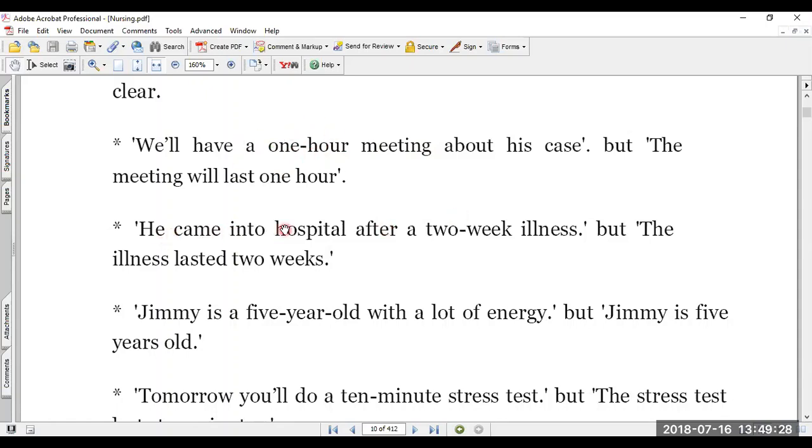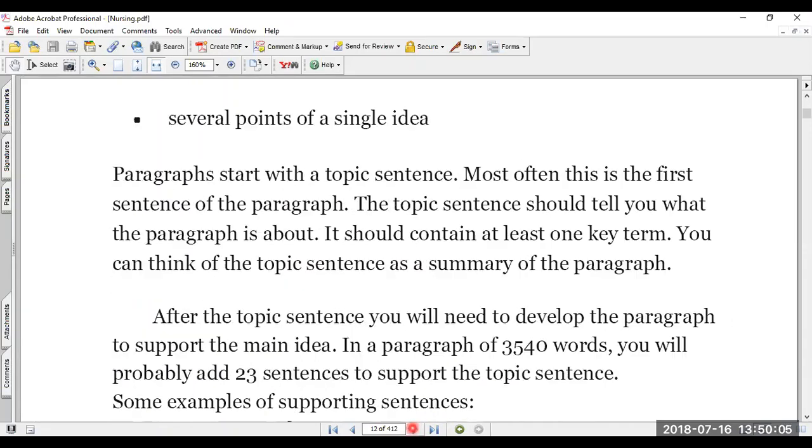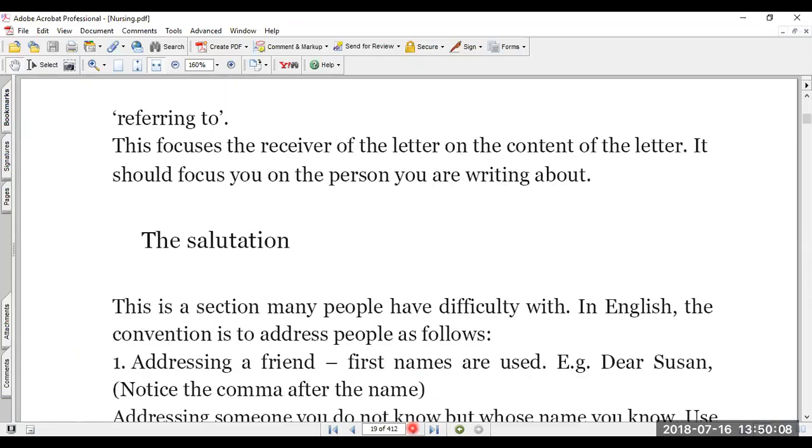Similarly, look at this. He came into hospital after a 2-week illness, but the illness lasted 2 weeks. Jimmy is a 5-year-old with a lot of energy, but Jimmy is 5 years old. So when I don't use it as an adjective, I don't have hyphen and I make it plural: 2 weeks, 5 years. So I hope this is now clear, how to use hyphens with numbers, especially when they are used as an adjective. Now looking at the use of articles.